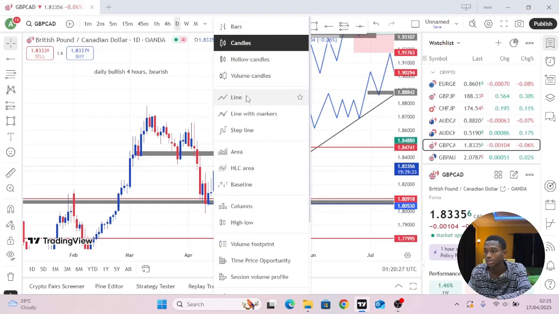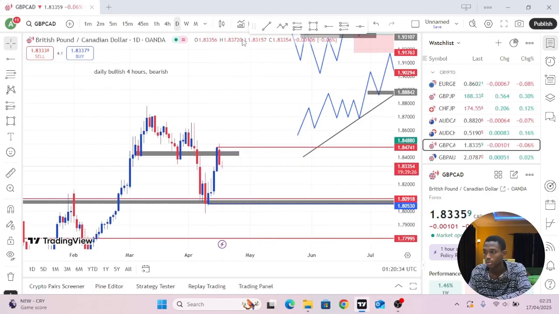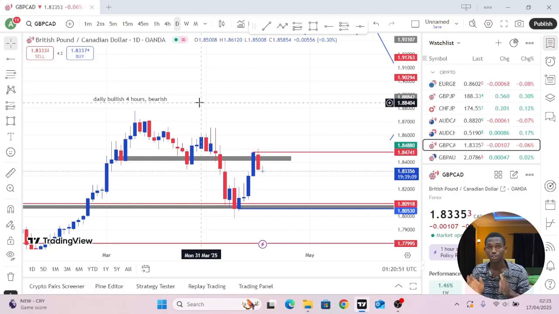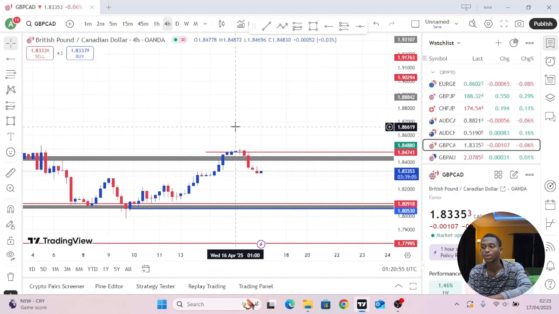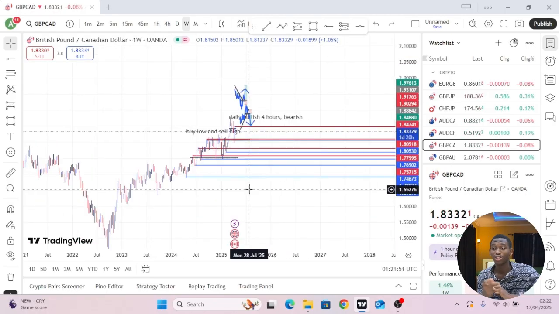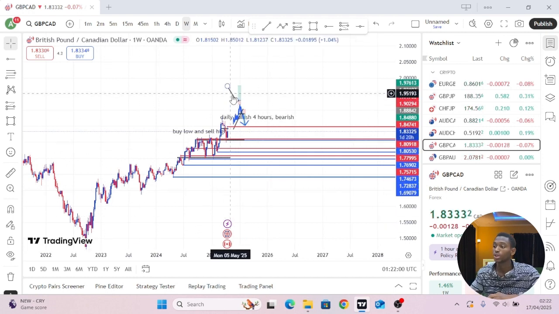But just to fix it perfectly, let's go back to the line graph. Okay, I think it's good. So we can go back to the candlestick. The daily is bullish, the 4 hours is bearish. So if we go back down to the 4 hours, what again can we see in the 4 hours? I just went back to the weekly because I forgot to check the weekly. If we look at the weekly, it is clearly bullish also. Let me delete. The weekly is bullish.